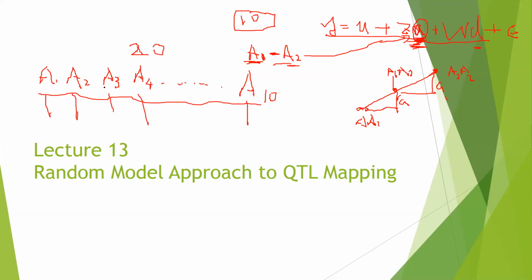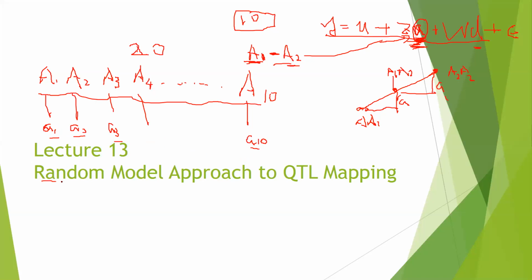Do you agree? Okay, so let's say for each individual, the additive effects for the A allele are little a1, little a2, and so on, up to little a10. So in the fixed effects model, you have to estimate them all. Then you have 10 parameters to estimate.